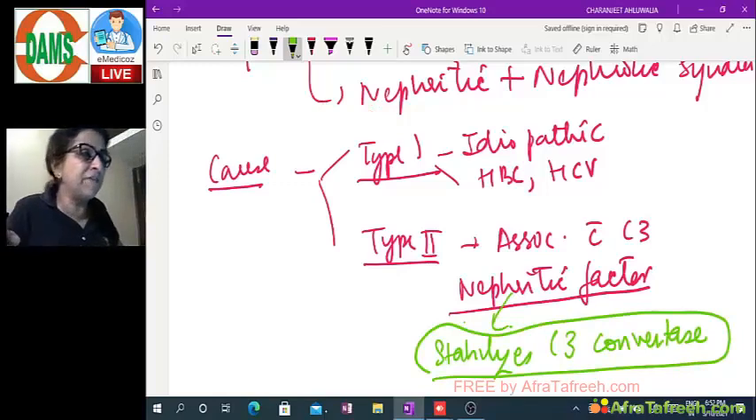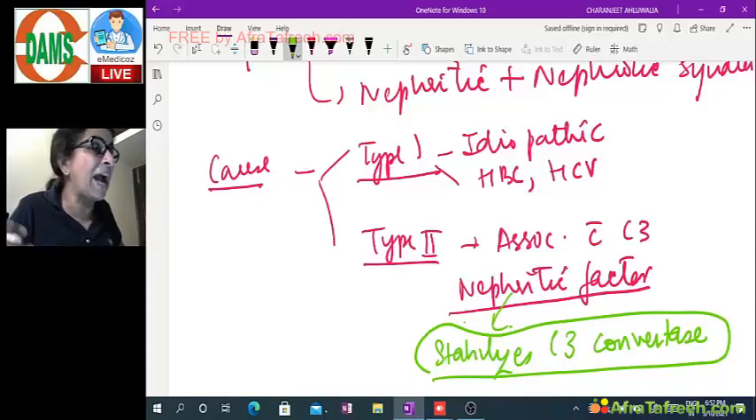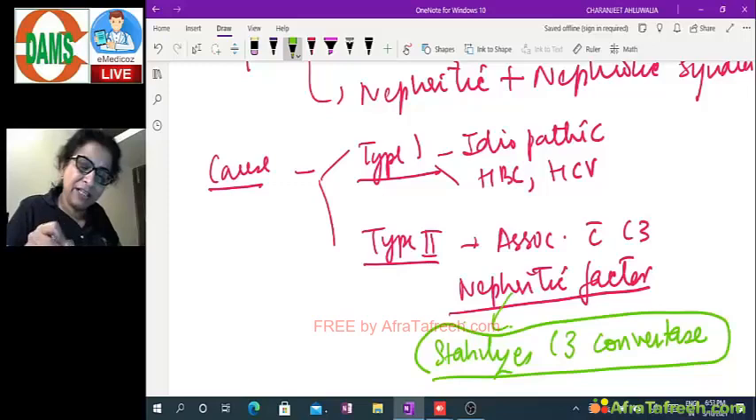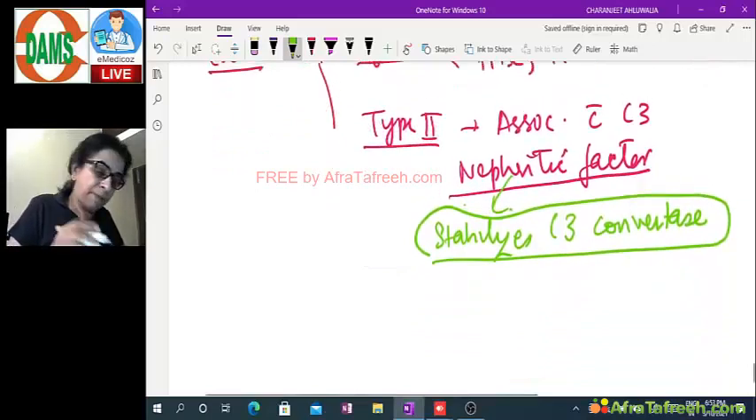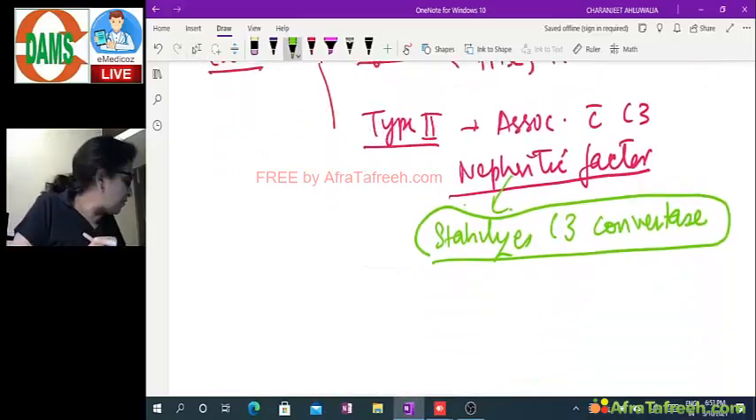You know, C3 convertase participates in the complement. C3 convertase is very important to activate C3. So complement cascade में C3 का activation सबसे important है, और C3 का activation करता है C3 convertase. C3 nephritic factor stabilizes C3 convertase. That is its function. Okay, now coming to type 1 and type 2 features.